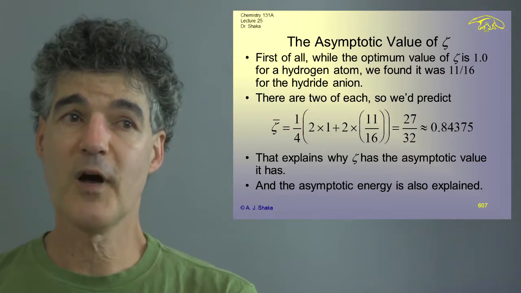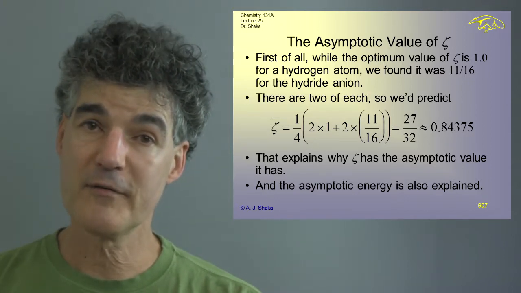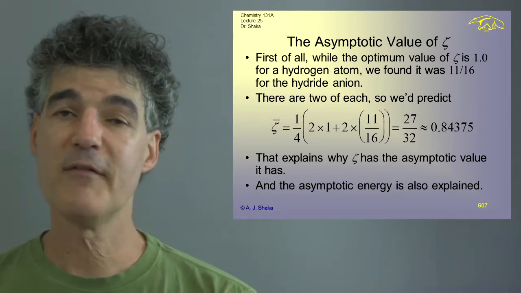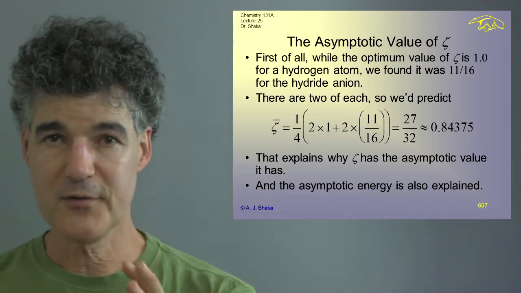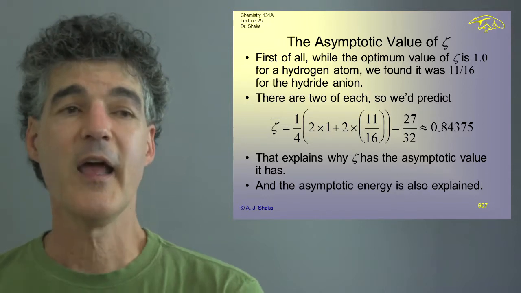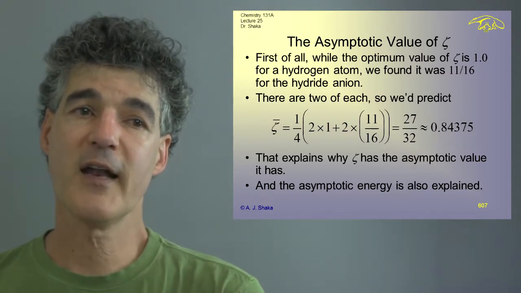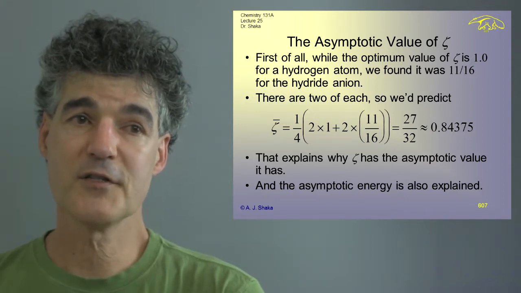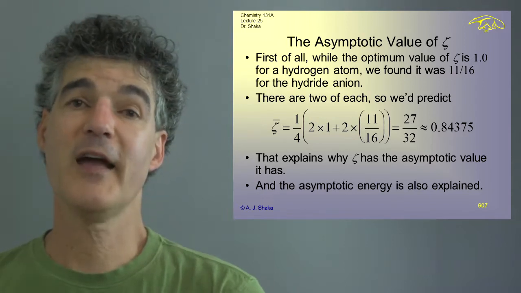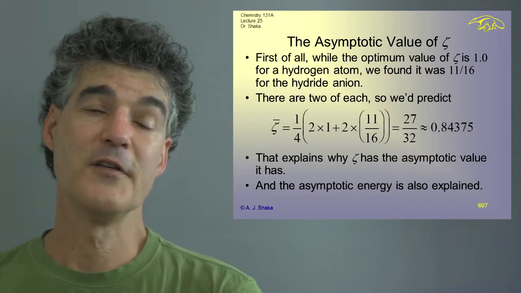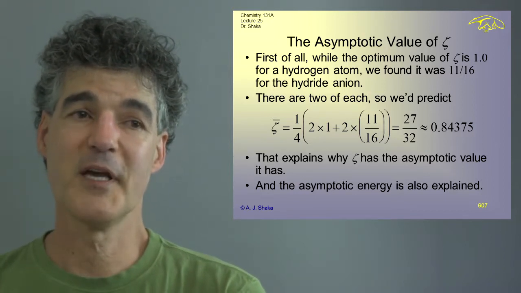The optimum value of zeta is 1.0 for a hydrogen atom, because that's where it came from. But for the hydride anion, we found out with a variational approach that the optimum value of zeta was 11/16. So there are 2 of each form: a hydride, H2, 2 H, 2 H, and then a hydride. And so the average value of zeta should be 1/4 of 2 times 1 plus 2 times 11/16. If we work that out, then the zeta bar, if you like, the average value should be 27/32, which is about 0.84375. And that's in fact the optimum value of zeta as you go to infinity. That's the one that comes out of optimizing zeta as you keep changing big R.